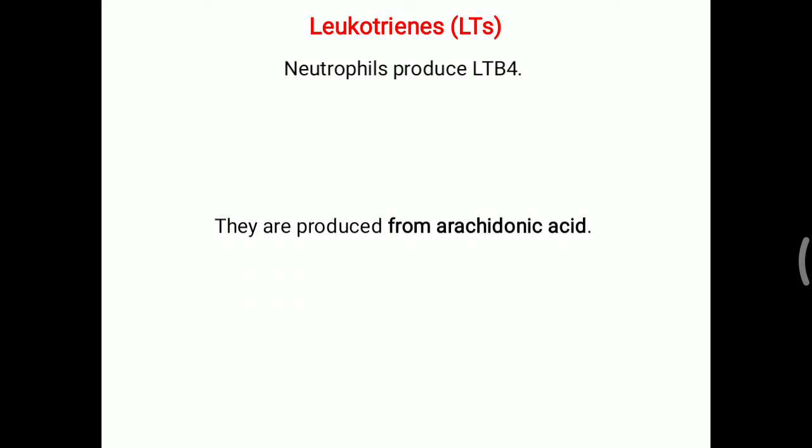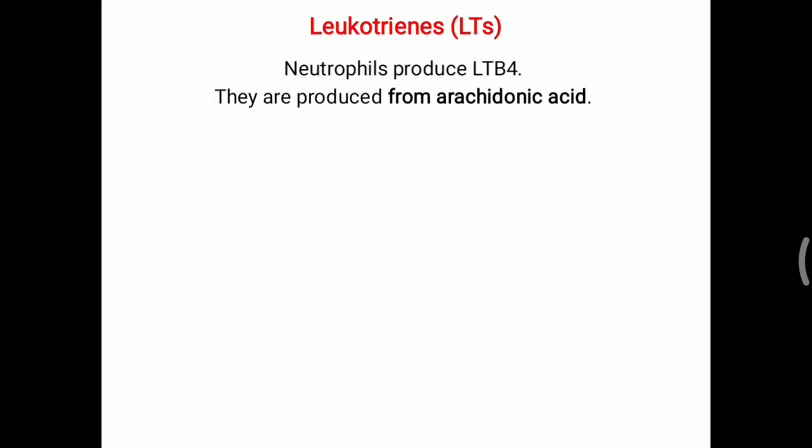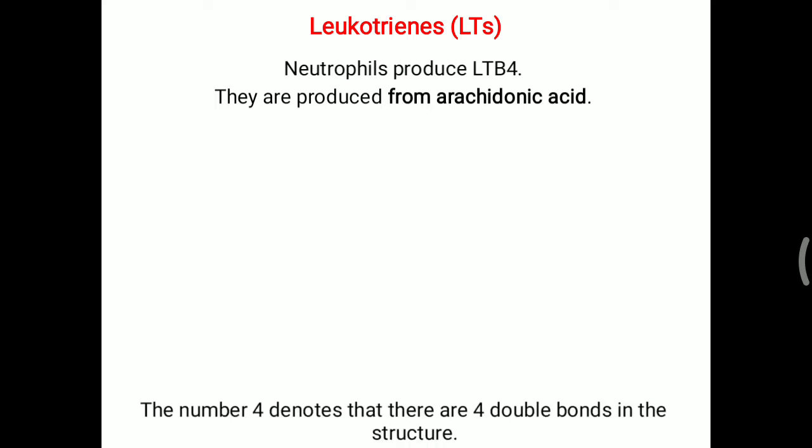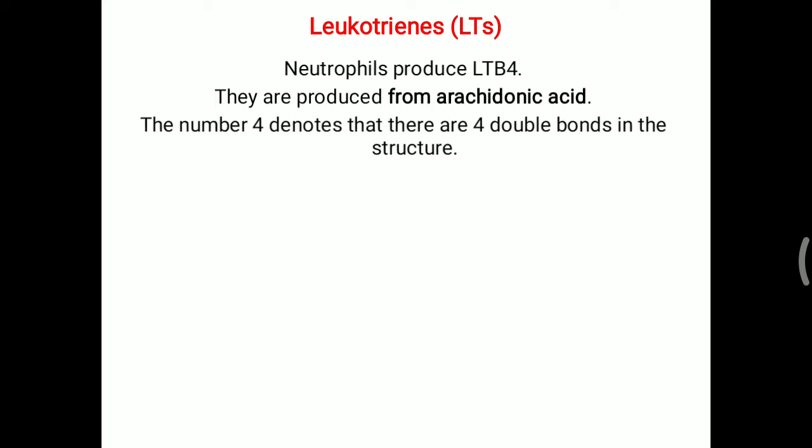Today's topic is about leukotrienes. It is one of the eicosanoids. So it is of different variety: A, B, C, D. Basically, these leukotrienes, particularly LTB4, are produced by the neutrophils. They are produced from arachidonic acid, which contains 4 unsaturated bonds, and it is an omega-6 fatty acid.